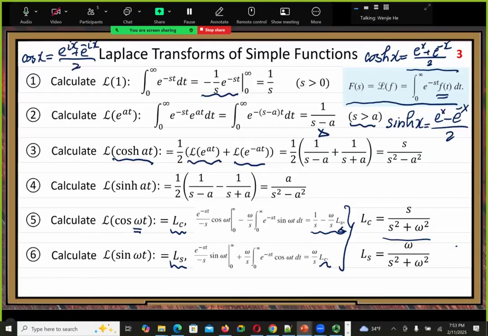So in this way, we can find the Laplace transform of these two functions, sine and cosine, also very useful.